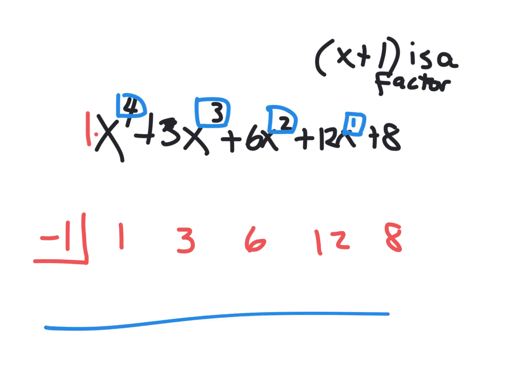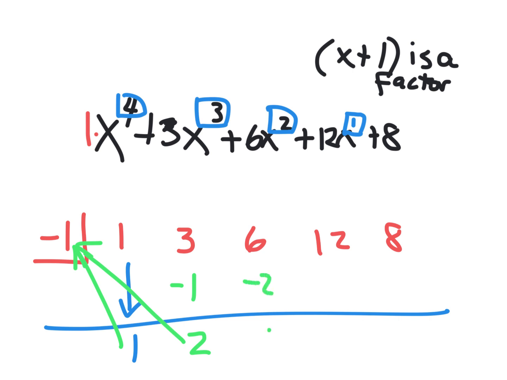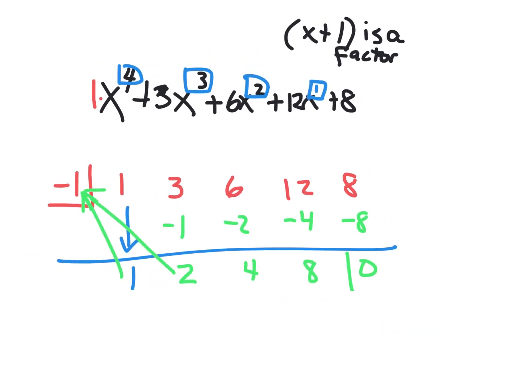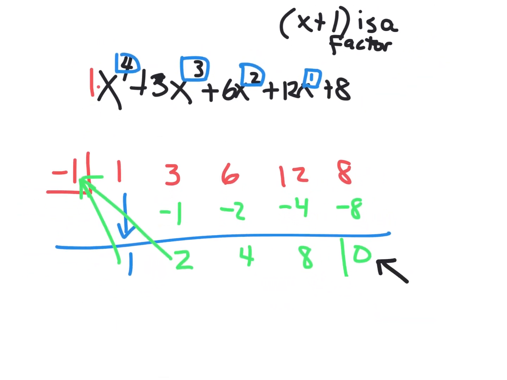Okay, so drawing this line, technically what you're doing here is adding nothing and getting 1. I say drop it like it's hot. Then you multiply. Then you add them. Then you multiply. Then you add them. Then you multiply. Then you add them. It ended with a 0. That means it worked. Yay, the remainder is 0. That means I have an answer. And it is x plus 1. Very easy to goof that up.